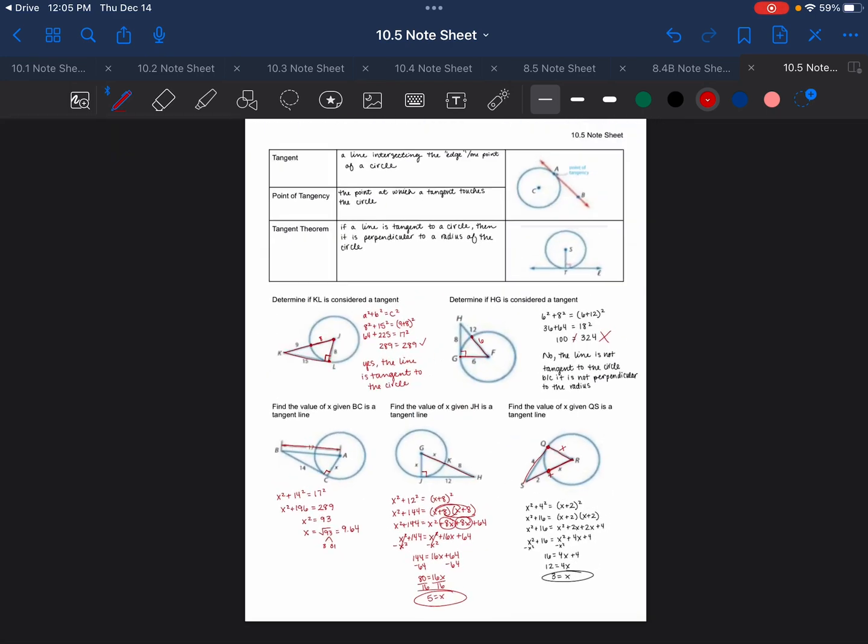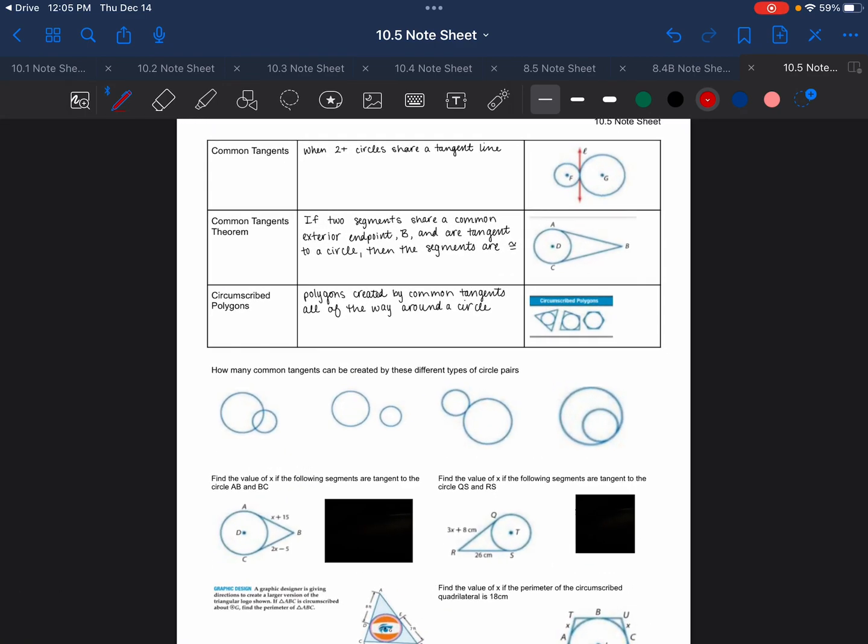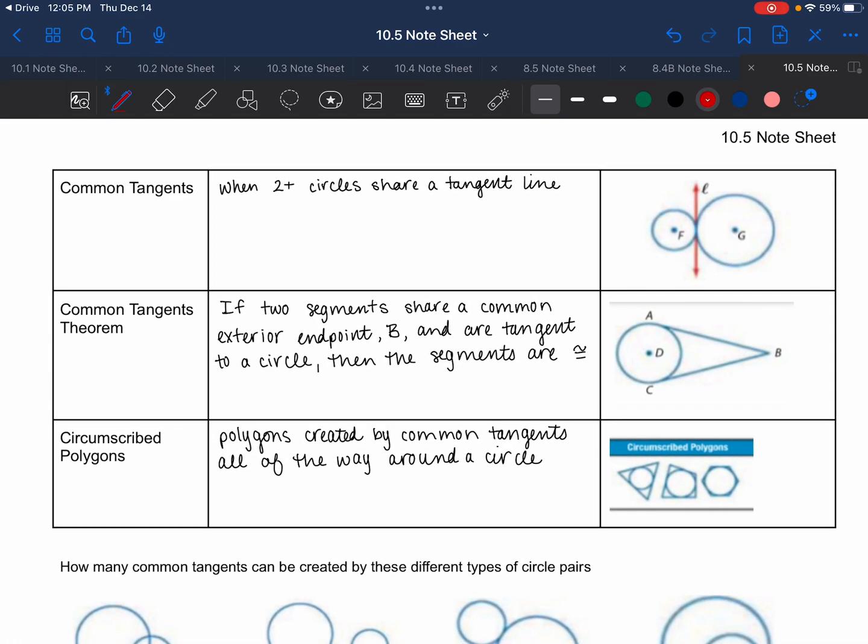All right, moving to the back. Common tangents. Common tangents are when two or more circles share a tangent line. So circle F and circle G have a common tangent of L. Then we have the common tangents theorem, which states that if two segments share a common exterior point, in this case B, so this segment shares this point, and this segment shares this point, and the segments are tangent to a circle, so AB is tangent with a tangent point of A, this one's got a tangent point of C, and then the segments are congruent.